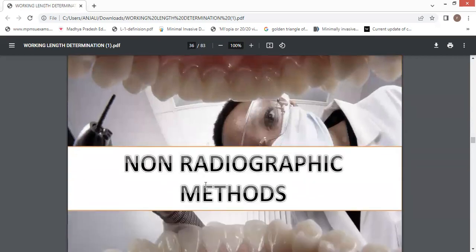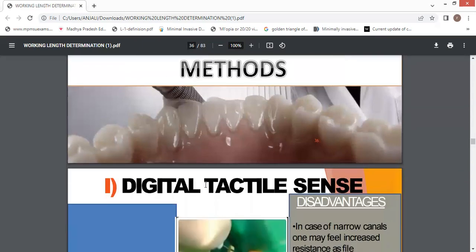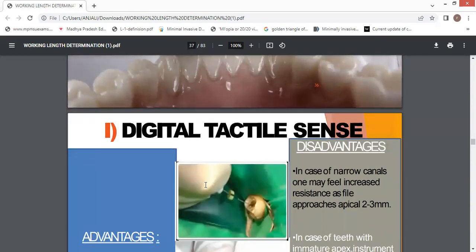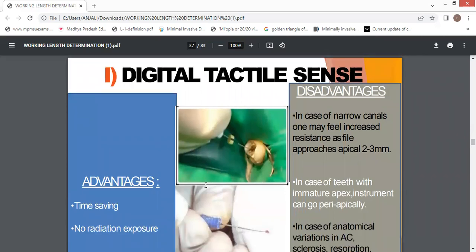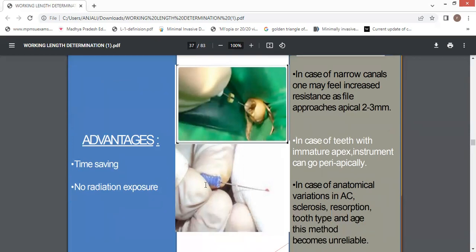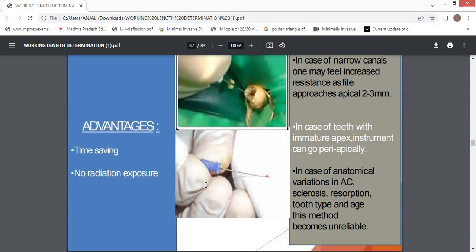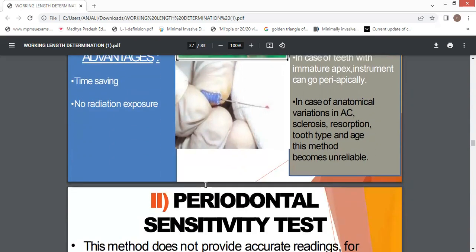There are some non-radiographic methods too, which are digital tactile sense. Advantages of digital tactile sense: time saving, no radiation exposure. Disadvantages are: in case of narrow canals, one may feel increased resistance as file approaches apical 2 to 3 mm. In case of teeth with immature apex, instrument can go periapically. In case of anatomical variations in apex, sclerosis, resorption, tooth type, and age, this method becomes unreliable.